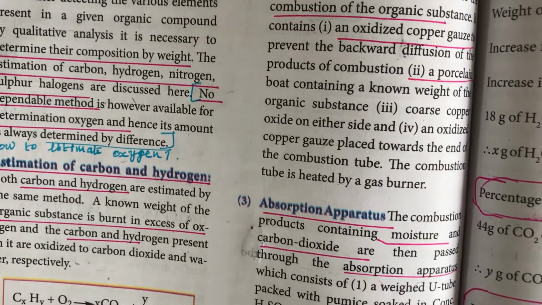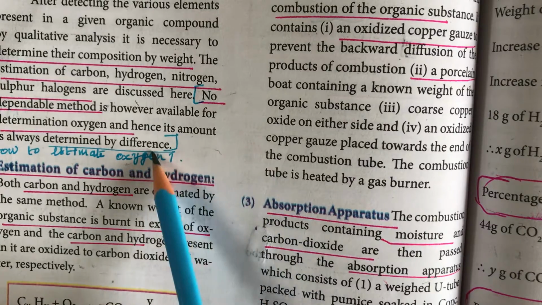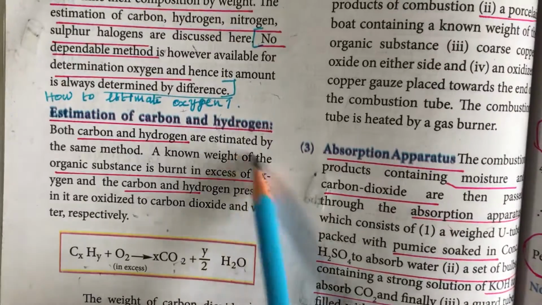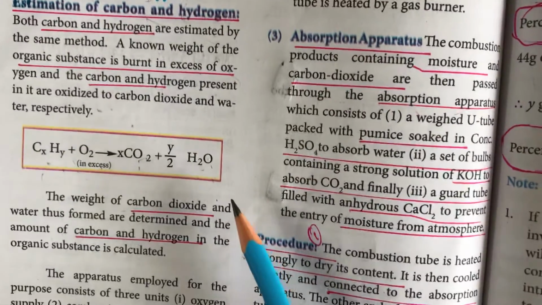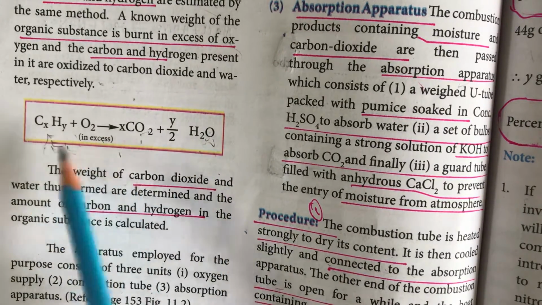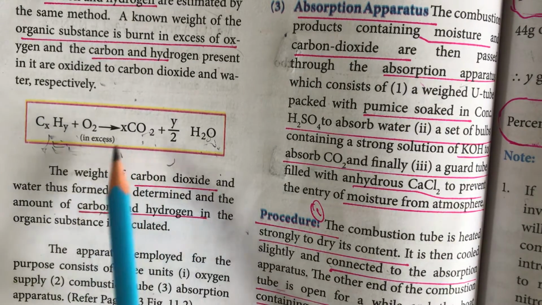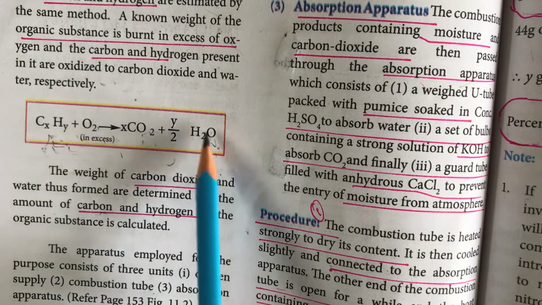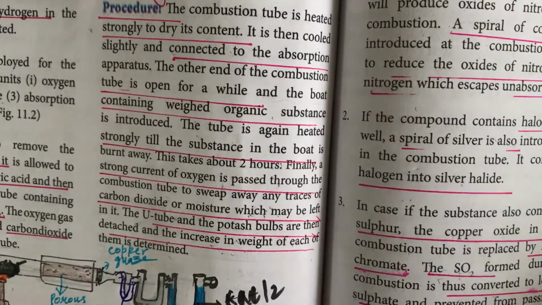Before that, we should be aware that there is no direct method to determine the amount of oxygen present in a compound; that is calculated by the method of difference. Estimation of carbon, hydrogen: the carbon and hydrogen present in an organic compound are determined by oxidation, converting carbon into carbon dioxide and hydrogen into water molecule. So the amount of carbon is estimated as carbon dioxide, and the amount of hydrogen is estimated as water molecule. For that, the combustion tube experiment is given.